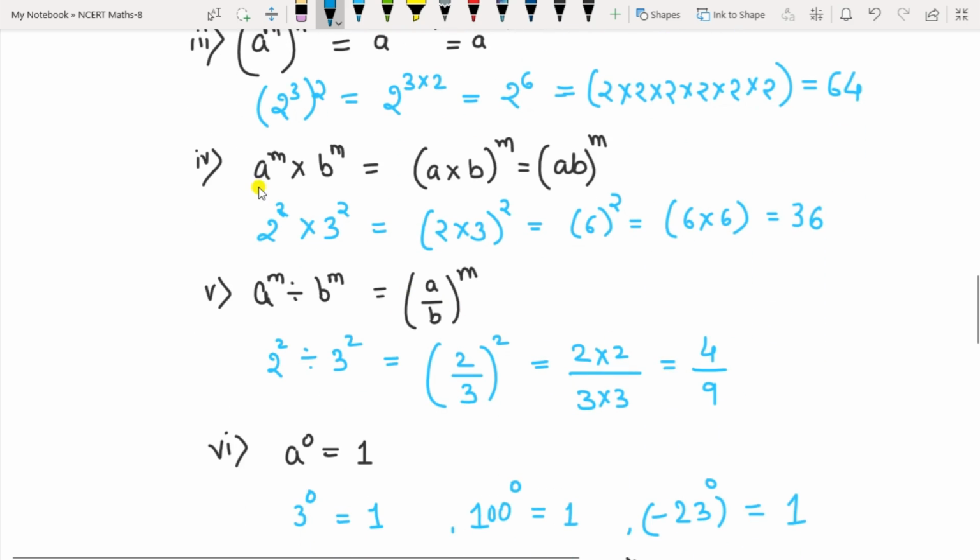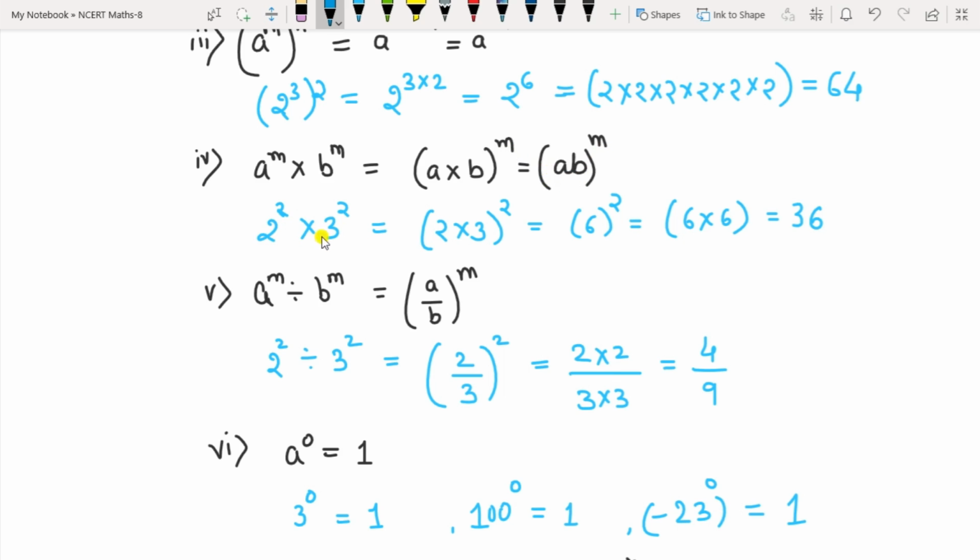Fourth law is a raised to m into b raised to m equal to a into b raised to m. So you can see here the bases are different, there is multiplication, but the powers are the same. In this case you have to take the power common outside the bracket, and inside, whatever the numbers are there, multiply them. So a into b inside the bracket and the power is outside the bracket in a single term. So a into b raised to m.